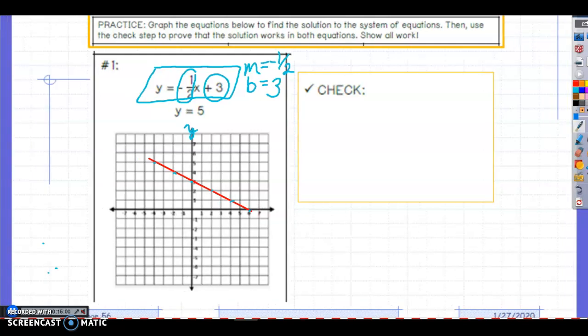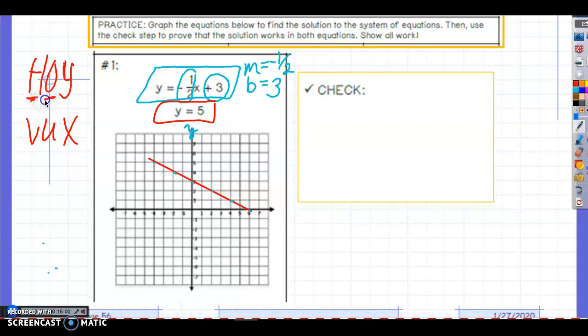Now we're going to graph the second line. I'm going to look at y equals 5. Now that one's a little bit trickier. I don't have an x in there. So if you remember, that's one of those special lines. Remember HOY and VUX.